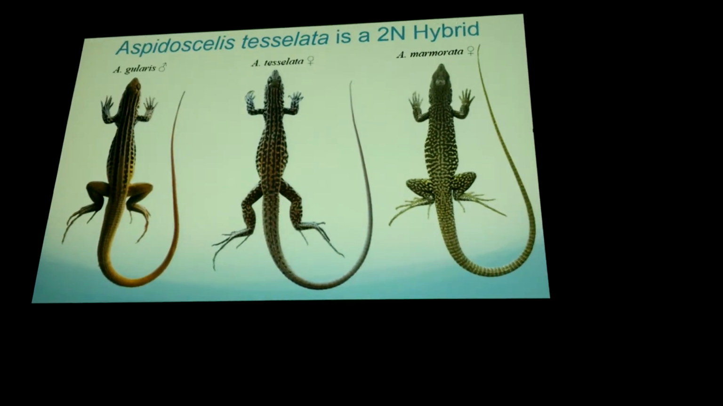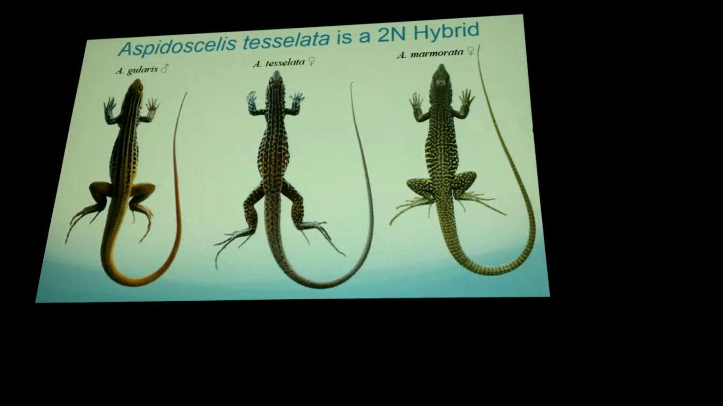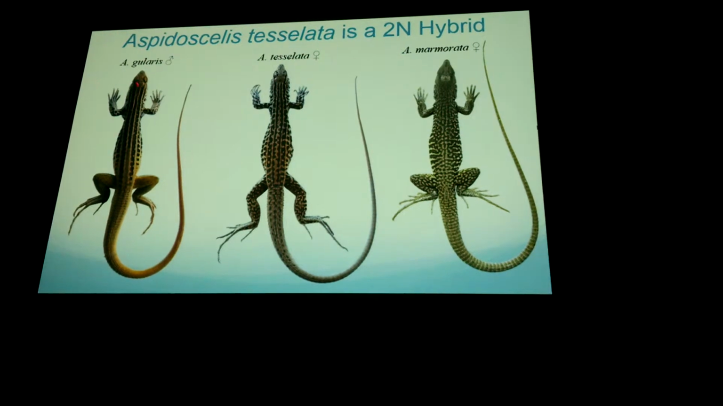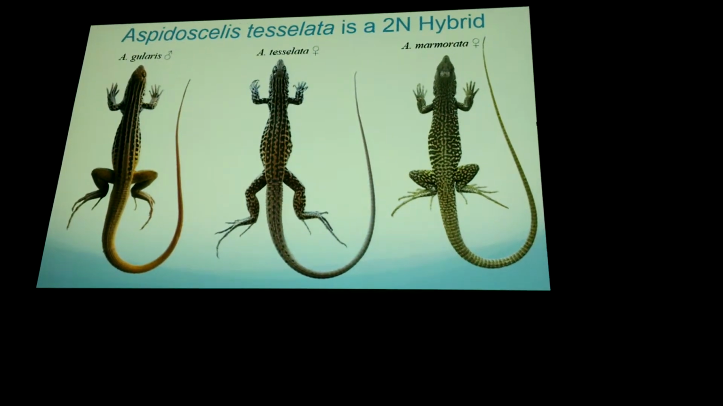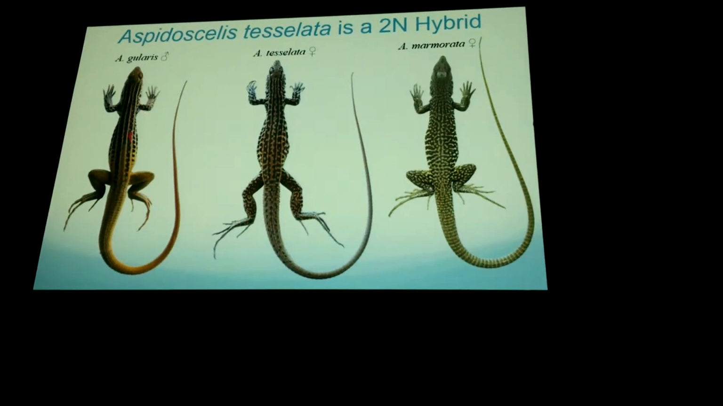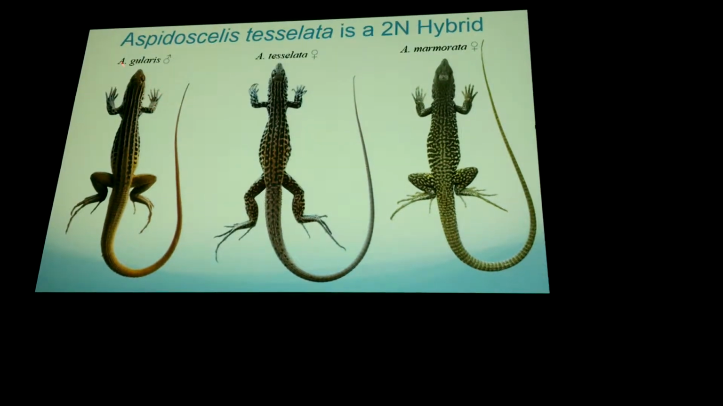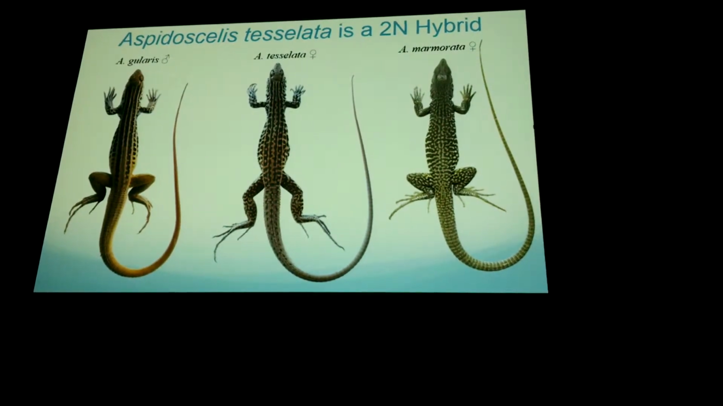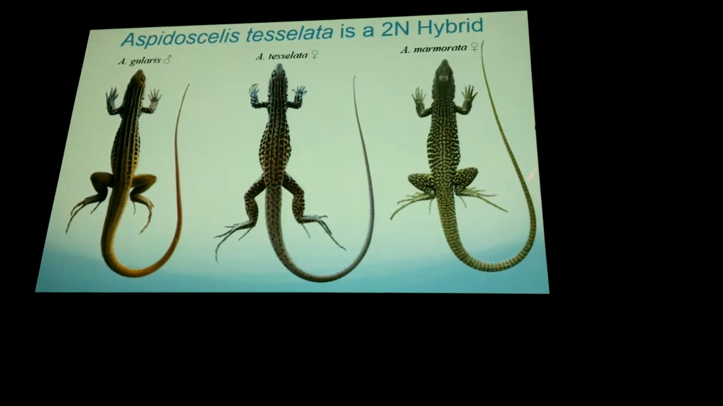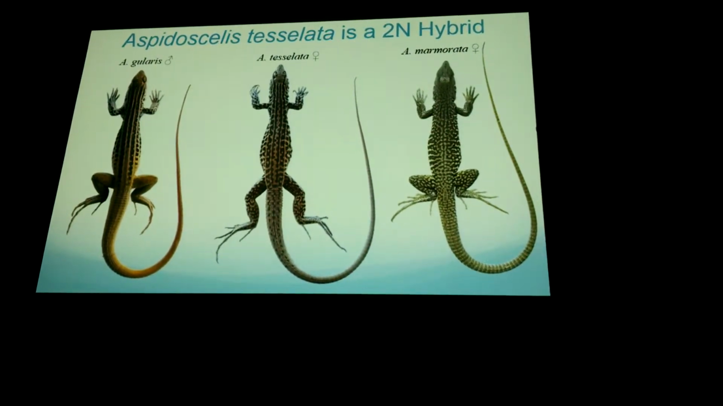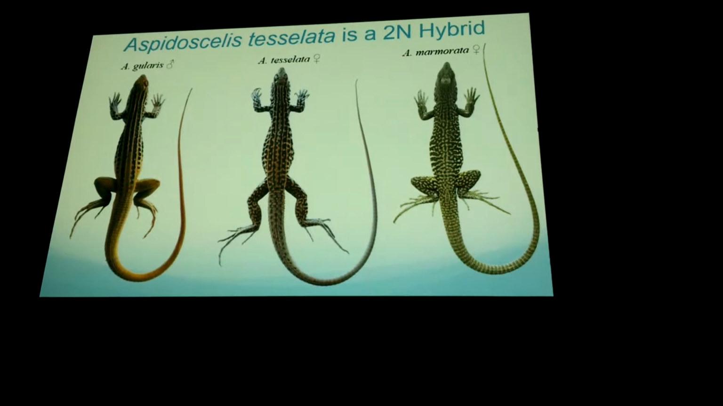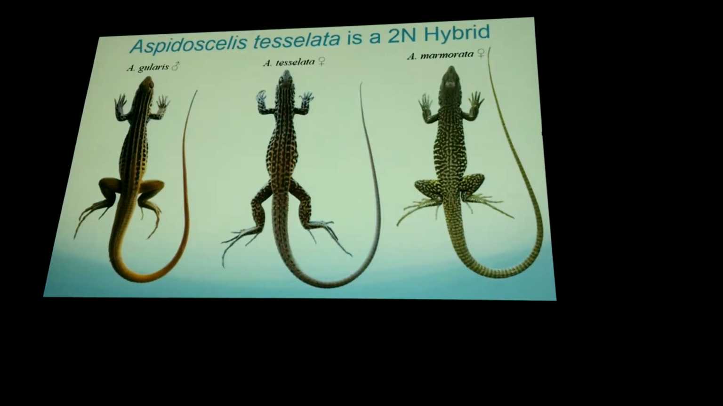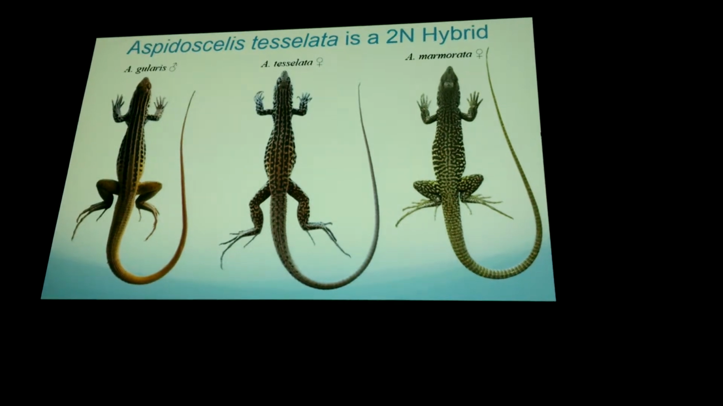it's quite variable. So I'm just pointing out on this slide the two species that are thought to be the parental species, you could say. On the left here we have Aspidoscelis gularis, and it's thought to have been the male in this crossing, or the father, if you want to think about it that way. And on the right you have Aspidoscelis marmorata, thought to be the maternal or mother species. And right smack dab in the middle, you have Aspidoscelis tesselata, the all-female species.